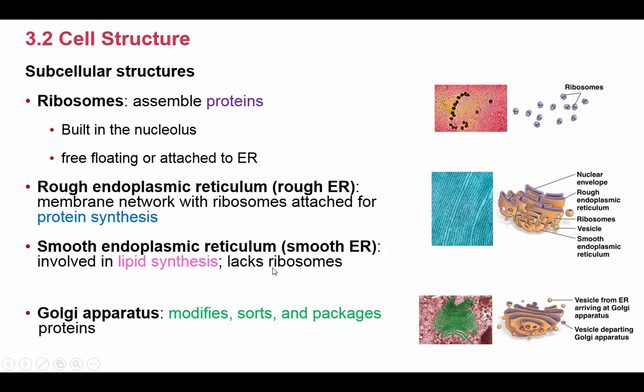It's called smooth here because it does not have ribosomes. It has more of a smooth appearance. And instead of building proteins, the smooth ER is involved in building lipids.